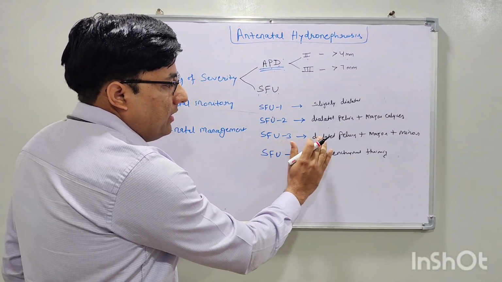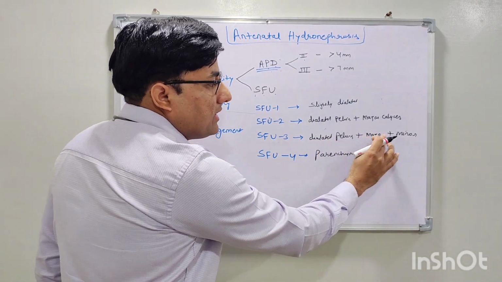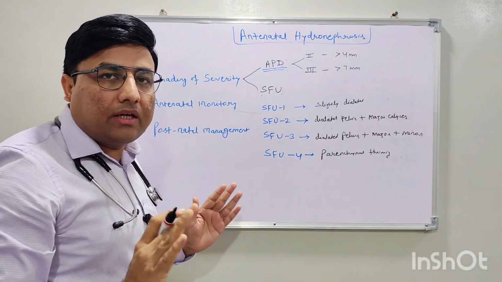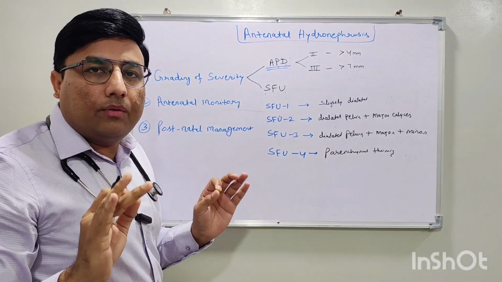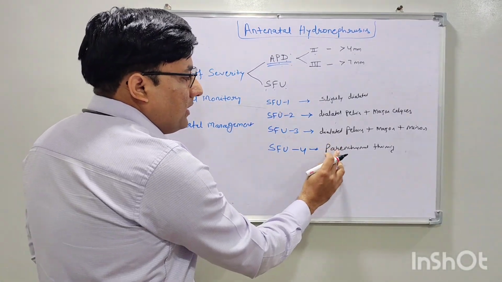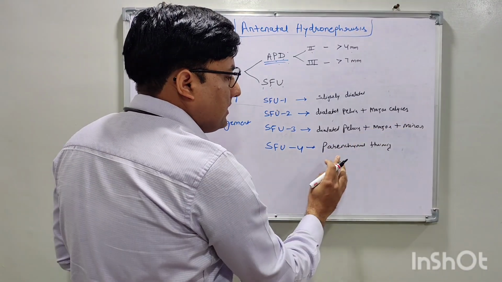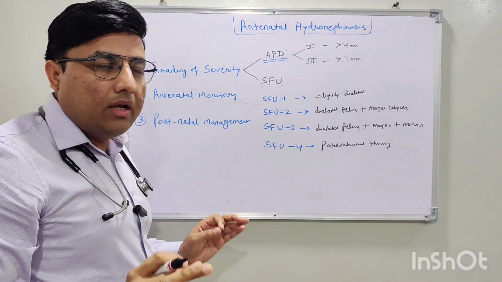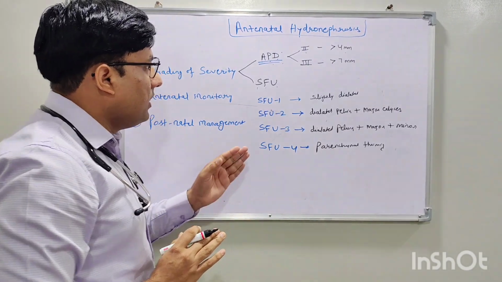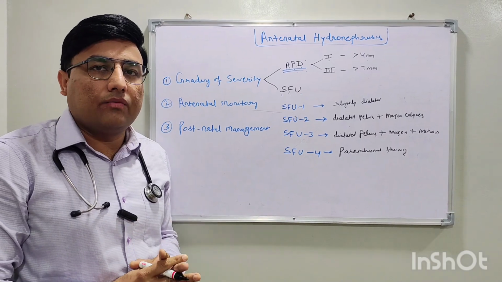SFU grade 3 is a significantly dilated renal pelvis with major and minor calyces dilated. Here, major and minor calyces are both dilated, but the renal parenchyma is spared. But in SFU grade 4, the renal parenchyma is also involved. After the major and minor calyces, the renal parenchyma is also involved, and parenchymal thinning is there in SFU grade 4. So these two grading systems are there for assessment of the severity of antenatal hydronephrosis.